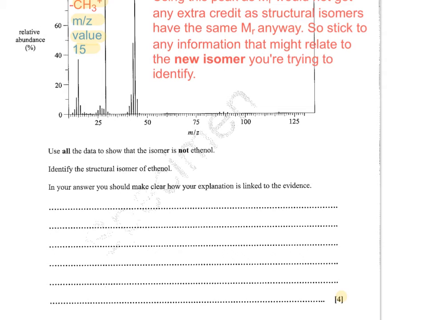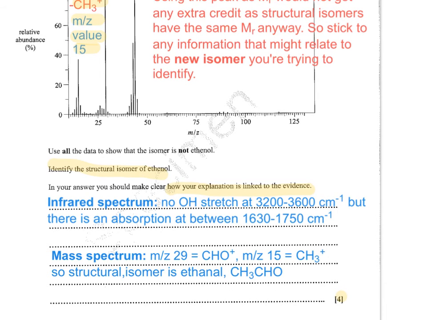So you need to say something about the infrared as well. You need to try and pull it all together. And it says in your answer, you should identify the structural isomer, and also you should make clear how your explanation is linked to the evidence. So we've annotated our mass spec, we've annotated our infrared. Let's put it together in a couple of sentences. So we pulled together the mass spectrum data and the infrared spectrum data and used it to deduce that we've got ethanol.